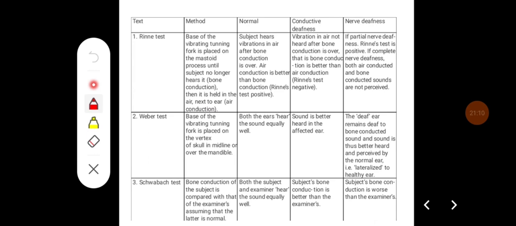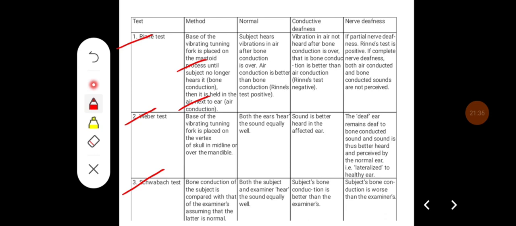These are some of the common tuning fork tests which are done: Rinne's test, Weber's test, and Schwabach's test. In Rinne's test, the base of the vibrating tuning fork is placed on the mastoid process until the subject no longer hears it. That is bone conduction. Then it is held in the air next to the ear, which tests the air conduction.